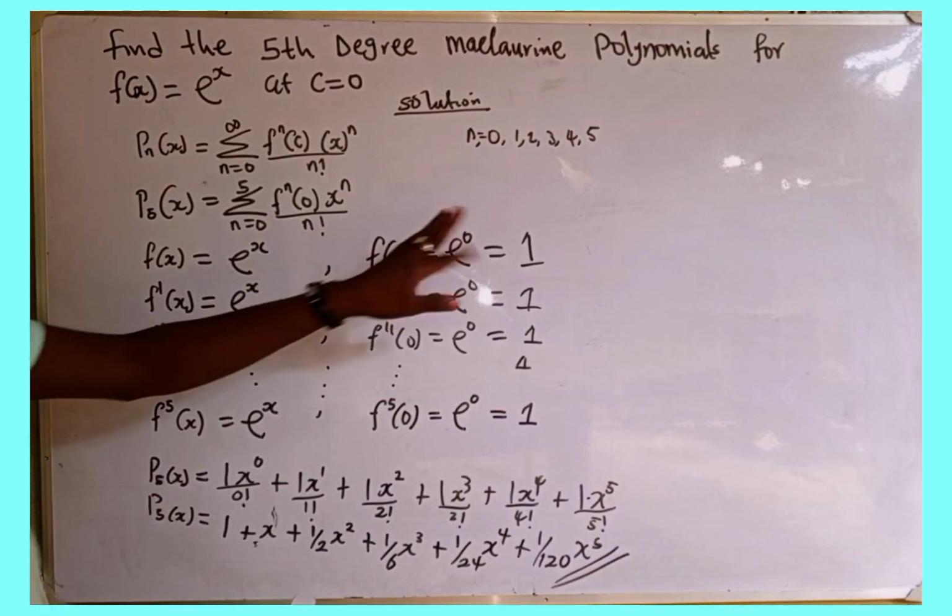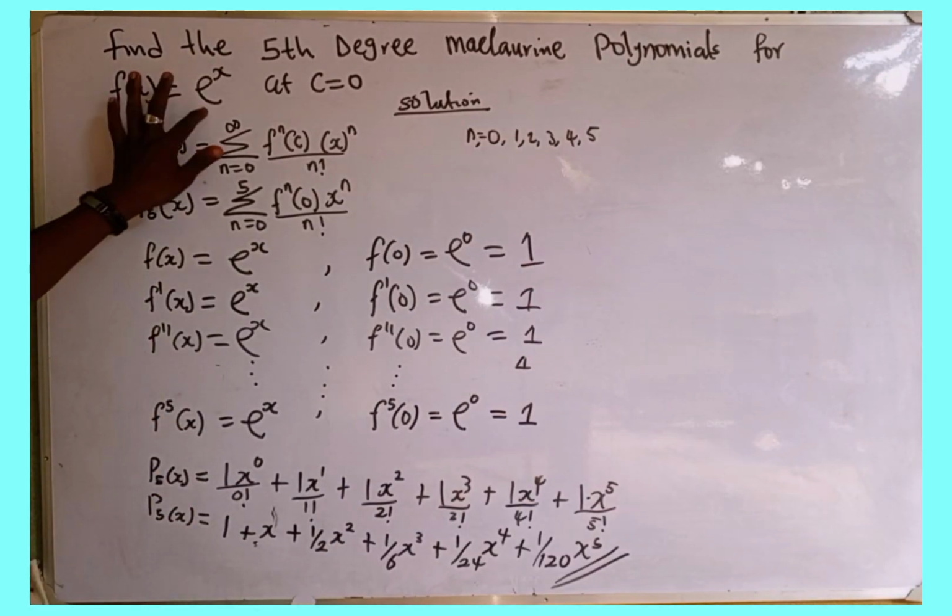So this is the fifth degree Maclaurin polynomial of this function, e to the x.